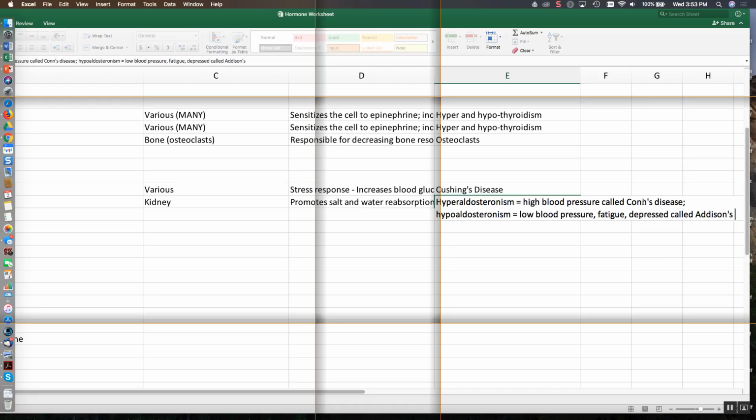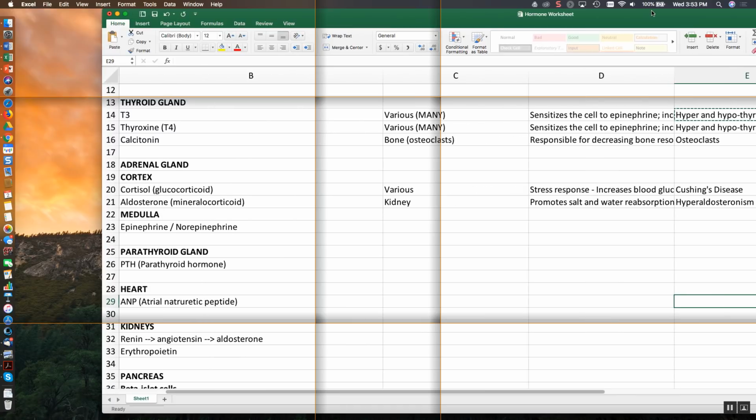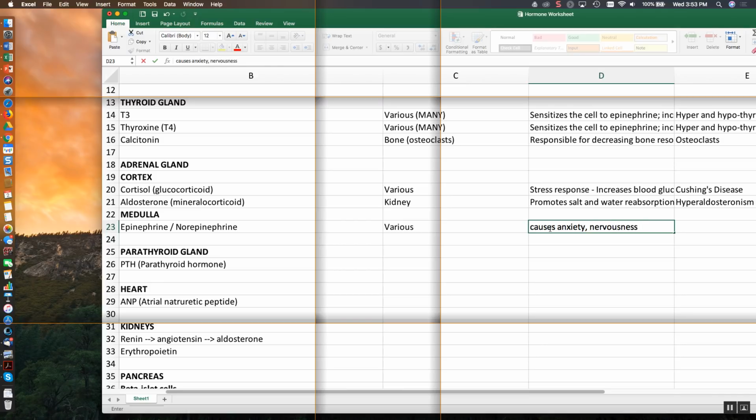All right. Epinephrine. Various. What does it do? It causes anxiety, nervousness, tremors, also increases metabolism. What else would cause anxiety, nervousness, and tremors?